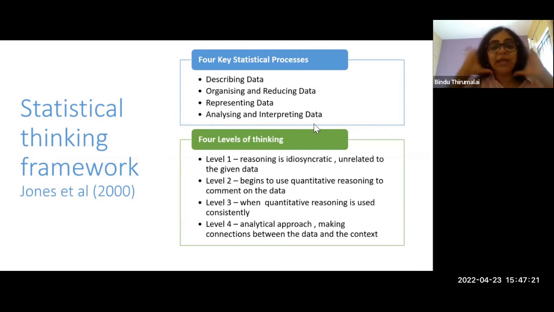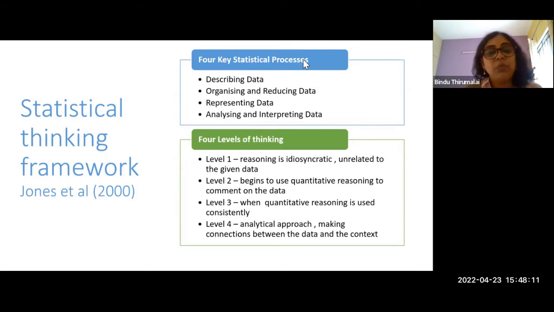So when you make these lesson plans and activities and tasks, really, you must be able to do all these. You must give opportunity to students to be able to do tasks around describing, organizing and reducing, representing and analyzing and interpreting data. And what the researchers also say is that it's like a grid, like a table, that for every process, like for describing data, for organizing and reducing data, children go through four levels of thinking. And these four levels they call idiosyncratic, transitional, then quantitative, and then analytical.